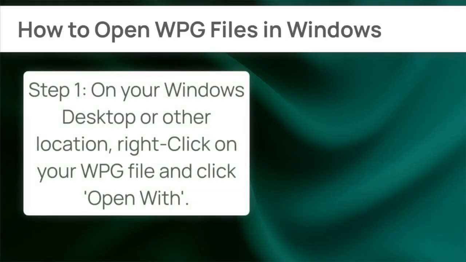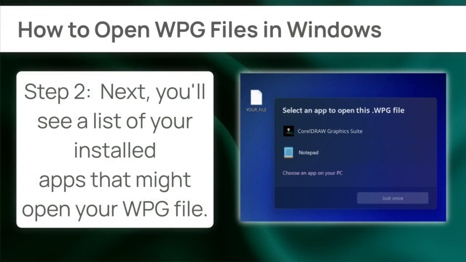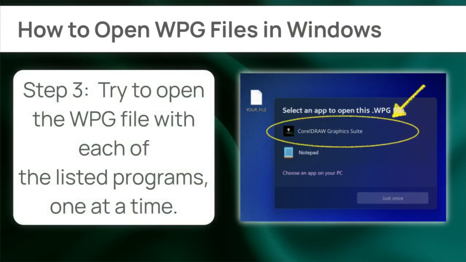We need to identify a functional opener. Right-click the WPG file and choose Open With. Prioritize CorelDRAW Graphics Suite if it shows up. If it is not there, choose any other application. The right one is out there.